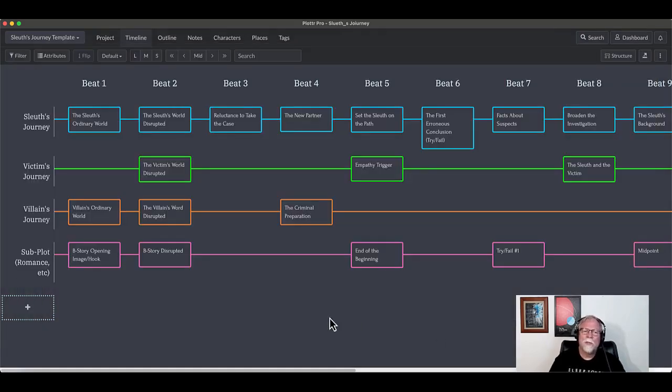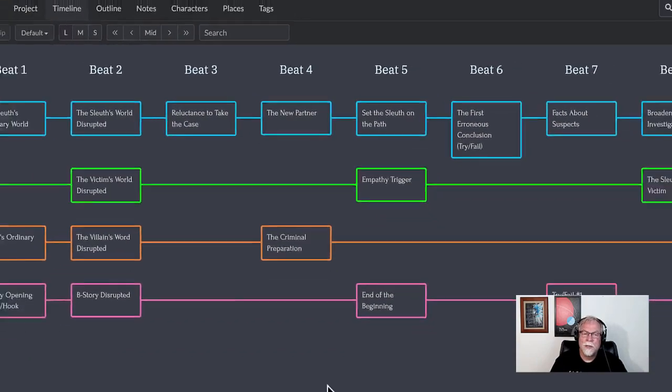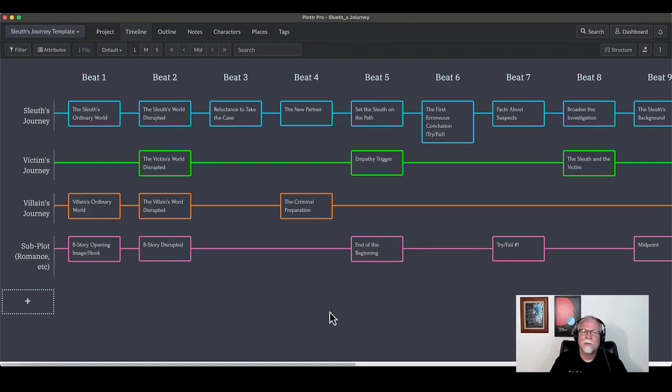Now, in beat number 2, if beat number 1's all about the ordinary world, beat number 2 is all about disruption. Everyone's world is going to be disrupted in this beat. At the same time, we're going to give you some great clues that are going to lead to the solution of the mystery later on.